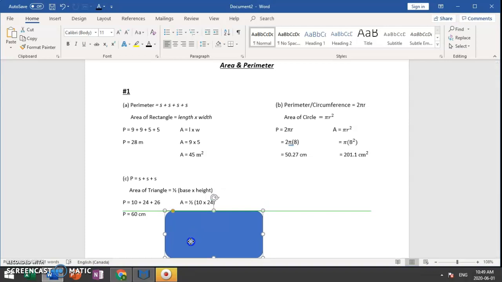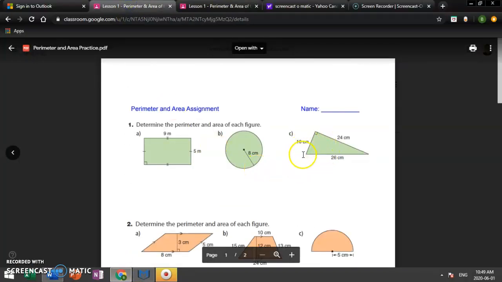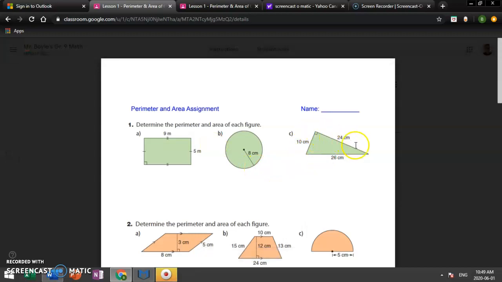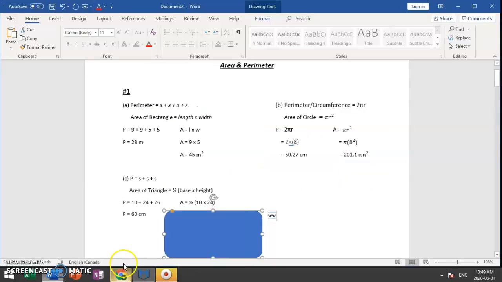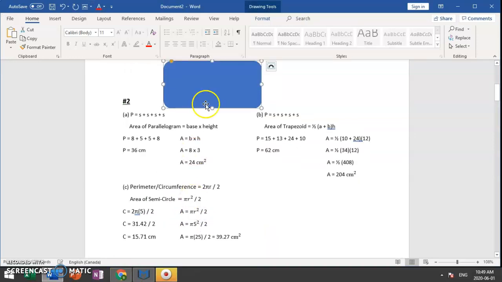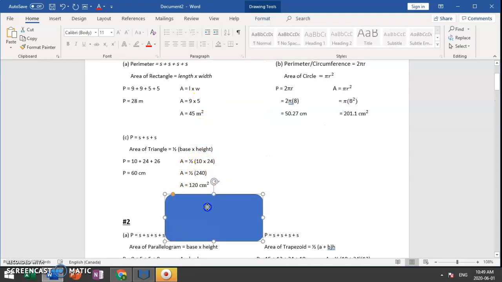Area, 1/2 base times height. Our base is 10 and our height is 24. This is kind of a tricky one because of the way they have the triangle set, but it's a right angle triangle. So we know this is how high it goes. This is the base. So 10 times 24, that's what that question would be. 10 times 24, that's 240. We get half of that, half of 240. 120 centimeters squared is the area of that triangle.